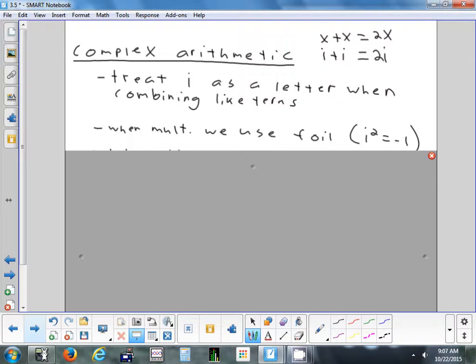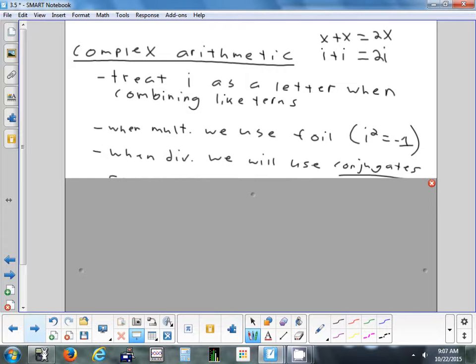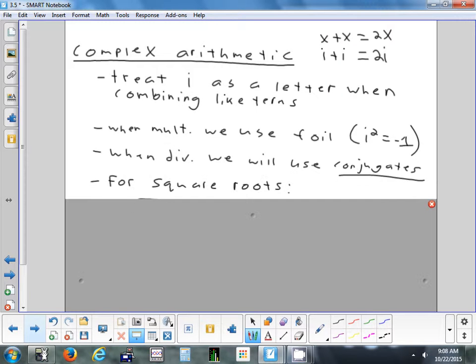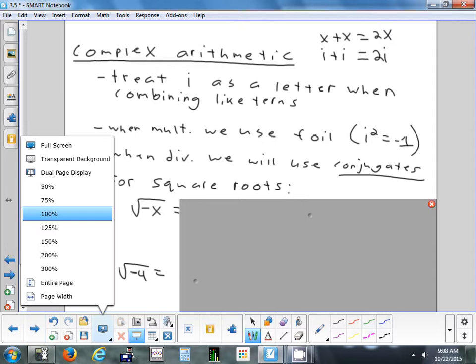When we multiply complex numbers, we use FOIL. Some people might call it double distributive property. And what's going to come up when we FOIL? i squared. Remember, anytime you get an i squared, it's -1. I'm just summarizing some of the things we're going to do, and I'm going to show you how these work. When we get to division, we're going to use something called conjugates. That's how you divide complex numbers. And taking a square root. Let's look at how that works.